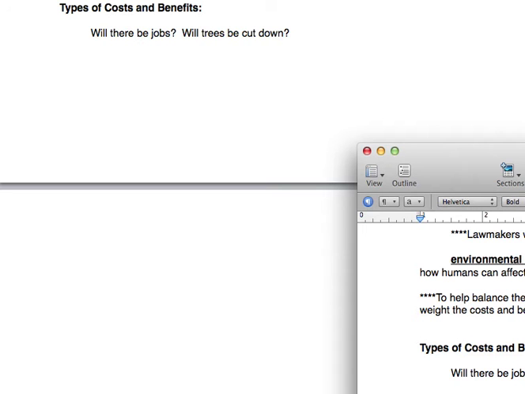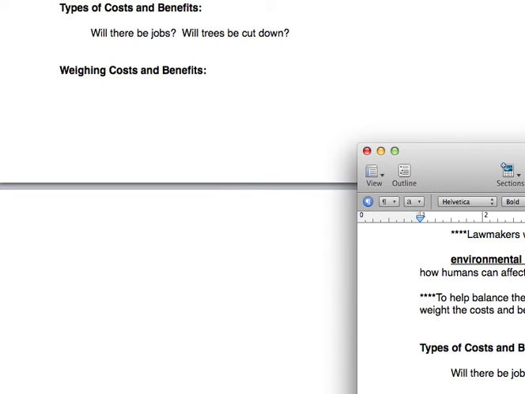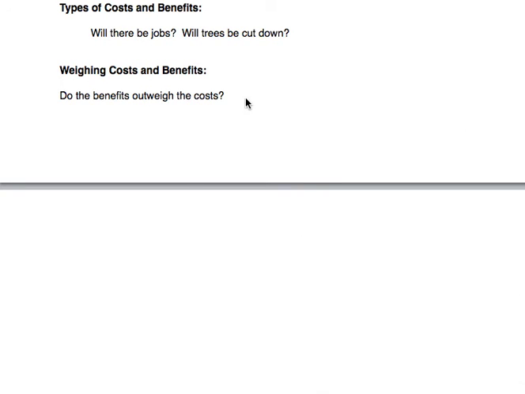So you figure out what types of costs and benefits there will be, and then you have to weigh them. Do the benefits outweigh the costs? So is it better in the long run? I know it might cost these things to us, but in the long run, is this the best decision for everybody? So I've come up with a little scenario for you.